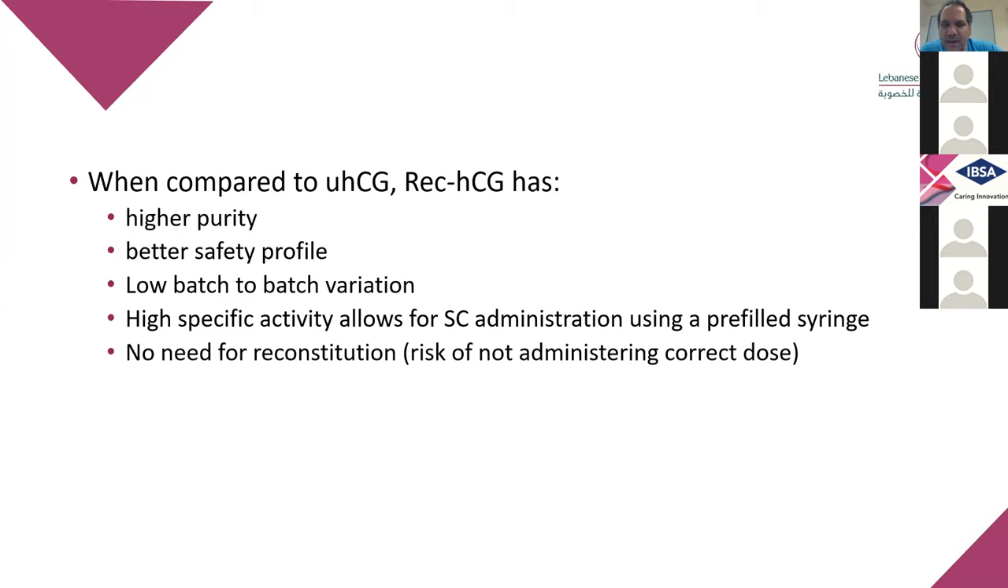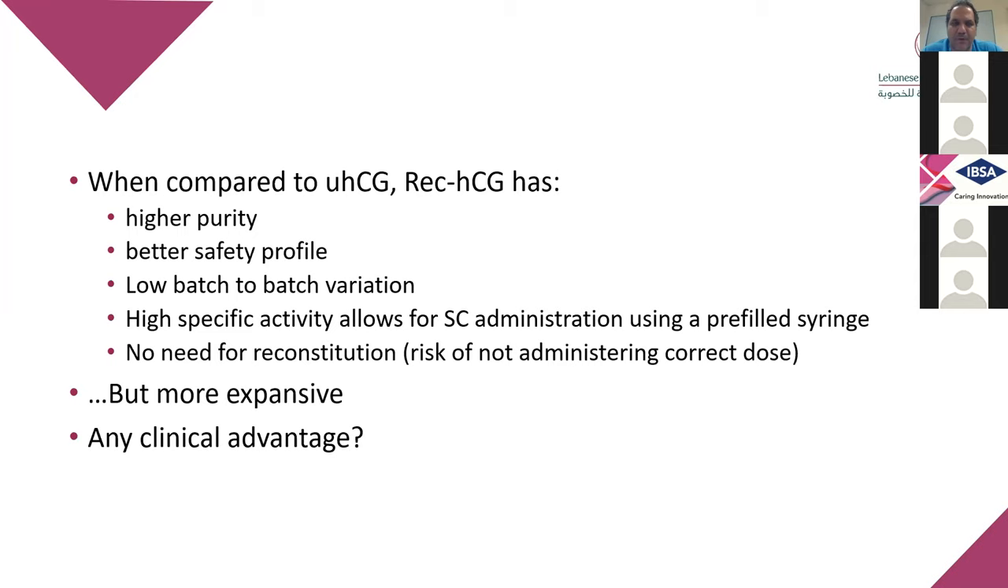And there is no need for reconstitution, and therefore a little bit lower risk of an incorrect dose being administered. But it is more expensive. And the most important thing for the patient is the clinical advantage. Is there any clinical advantage of using the recombinant HCG versus the urinary HCG?